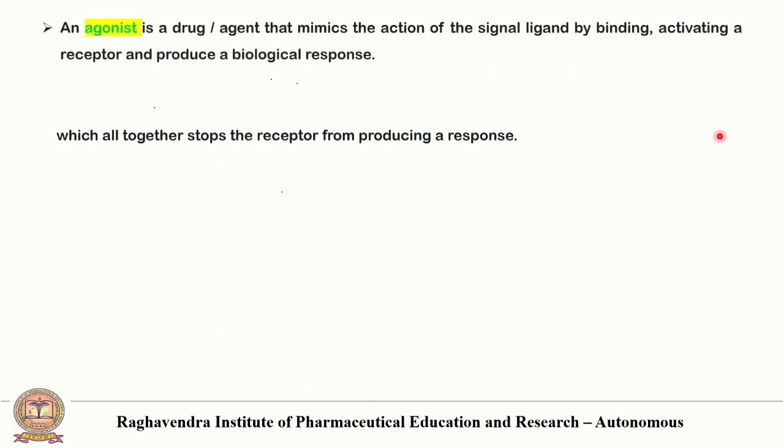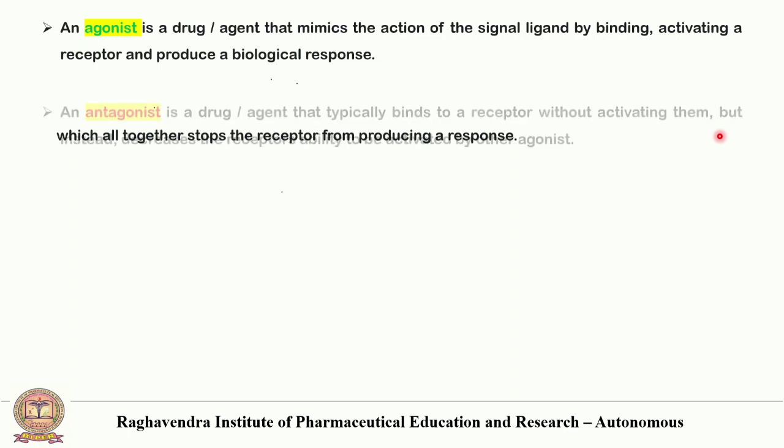So first of all, agonist. Agonist is a drug or agent that mimics the action of the signal ligand by binding or activating the receptor to produce biological response, that is known as agonist.